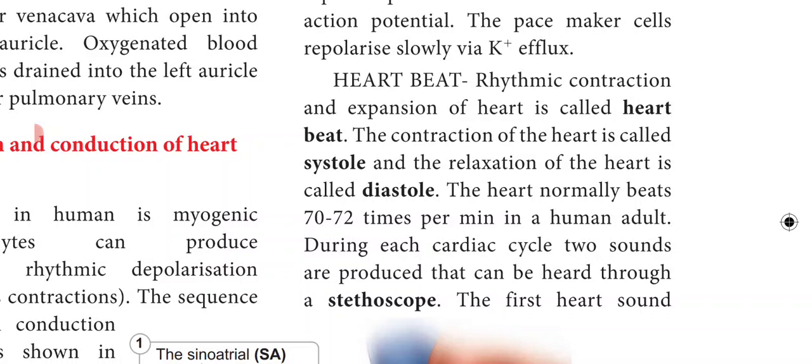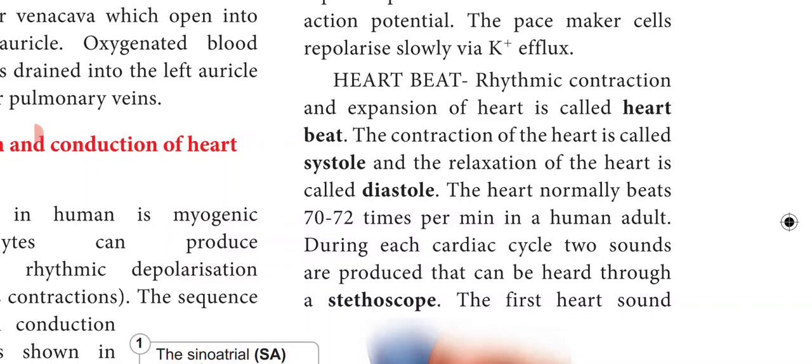During each cardiac cycle, two sounds are produced that can be heard through a stethoscope. So during each beat, you can hear two sounds through the stethoscope. A stethoscope is an instrument to detect the heart sound.